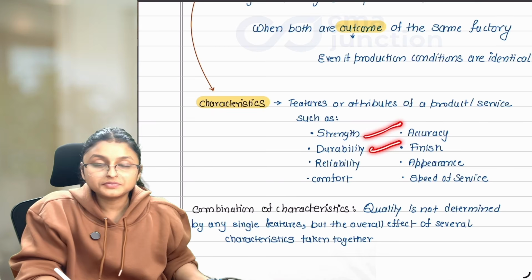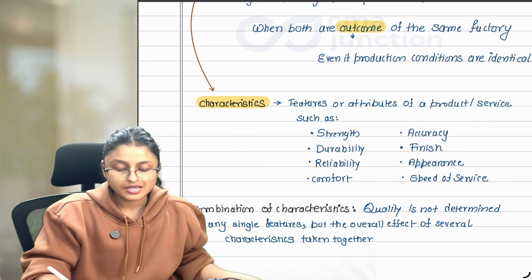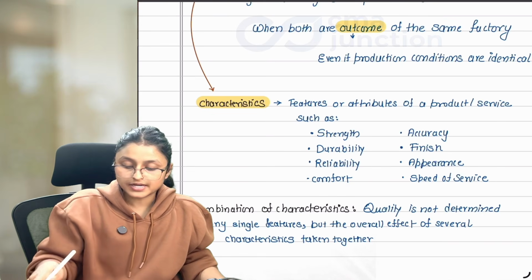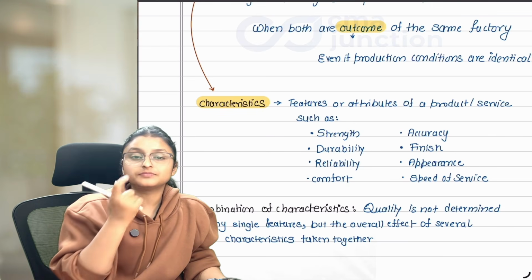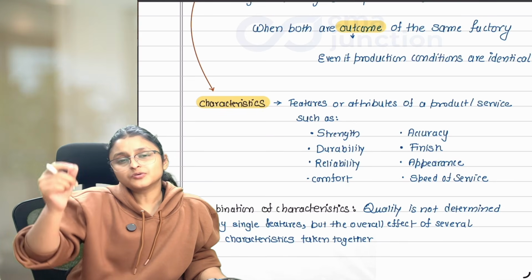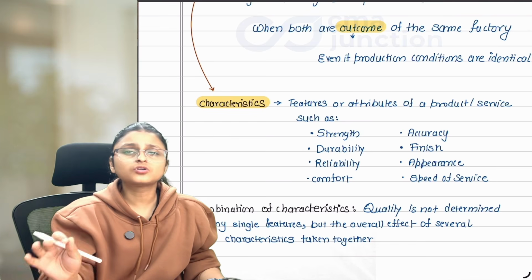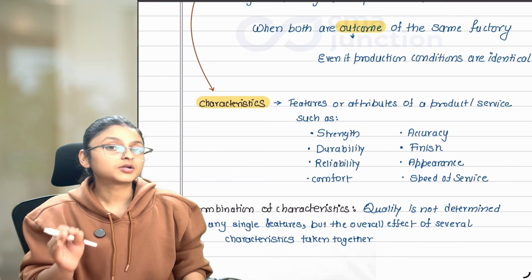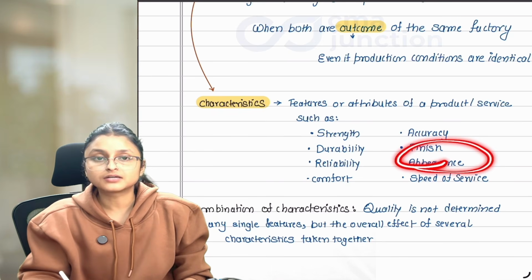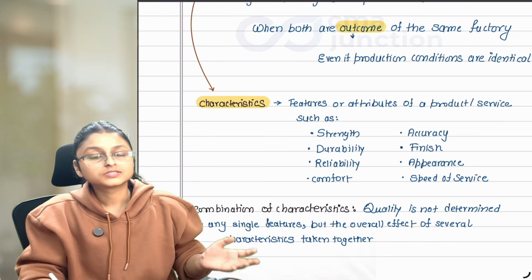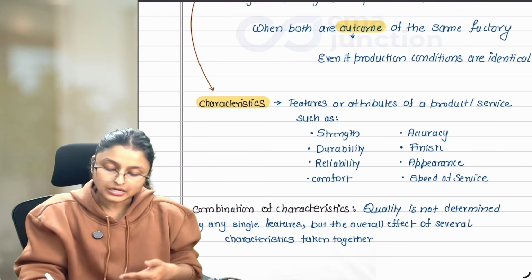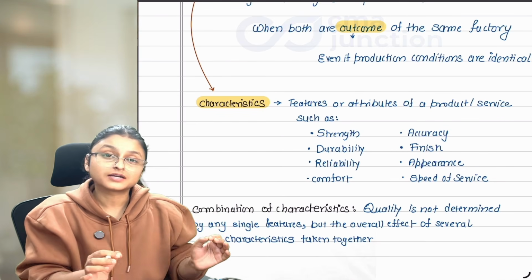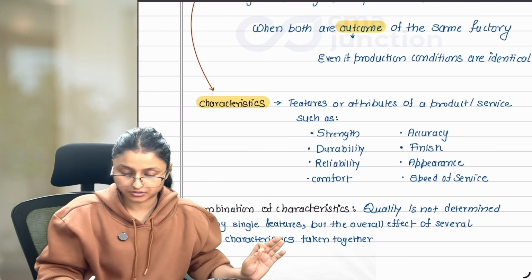Strength matters. Durability: how long you can use that product. Reliability: how dependable it is. Comfort: how comfortable it is to use, right? Accuracy: like in a calculator, the accuracy matters. Finish: in cloth, some clothes have threads coming out. You will not say that product is good, right? You will not say it is a quality product. Finishing matters for a product to be a quality product. Appearance matters. Speed of service, how speedily the service is provided to you, also matters in the case of products or services. Or we can say these are the characteristics which matter, which distinguish the product or service from each other.